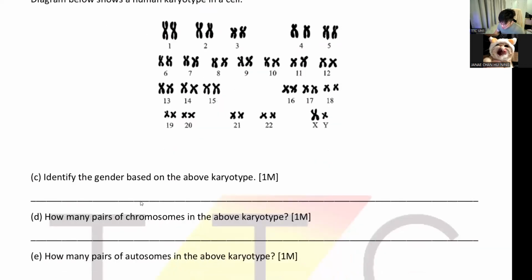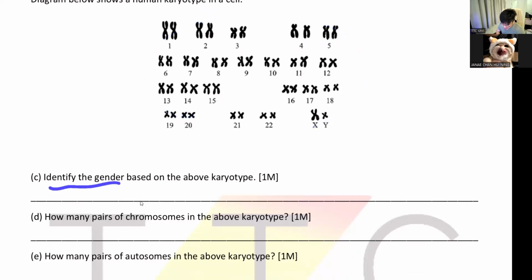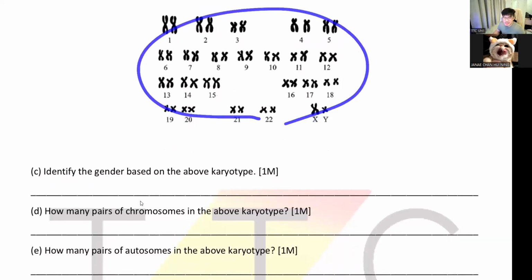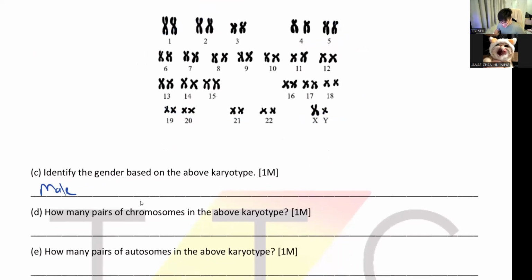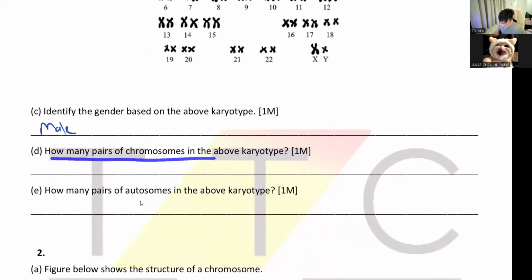Anyway, so this is your cell. So identify the gender based on the above karyotype. So what gender is this? How do you see the gender? Okay, good. This is male because the chromosome is XY. Good.